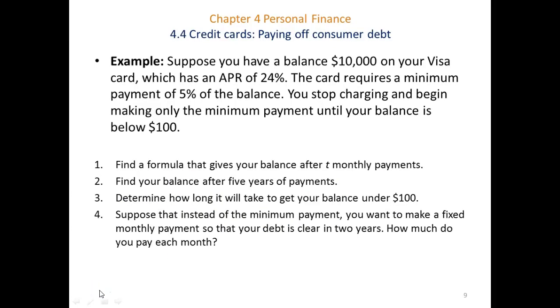Example. Suppose you have a balance of $10,000 on your Visa card, which has an APR of 24%. The card requires a minimum payment of 5% of the balance. You stop charging and begin making only the minimum payment until your balance is below $100. 1. Find a formula that gives your balance after T monthly payments. 2. Find your balance after 5 years of payments. 3. Determine how long it will take to get your balance under $100.